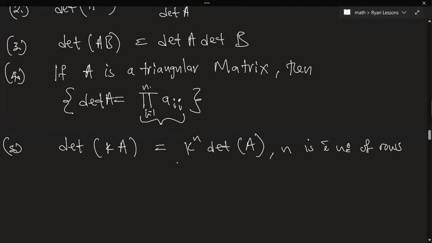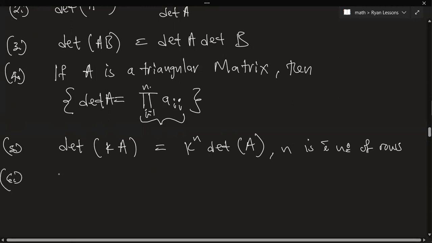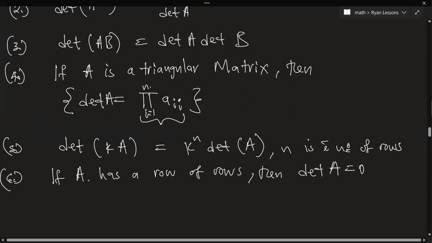Right. So it's also another quite important result that you have to know when it comes to evaluation of determinants. Then there's this one which says that if A has a row of zeros, then the determinant of such a matrix A is equal to 0. So any matrix which has a row of zeros, its determinant is 0 as well.